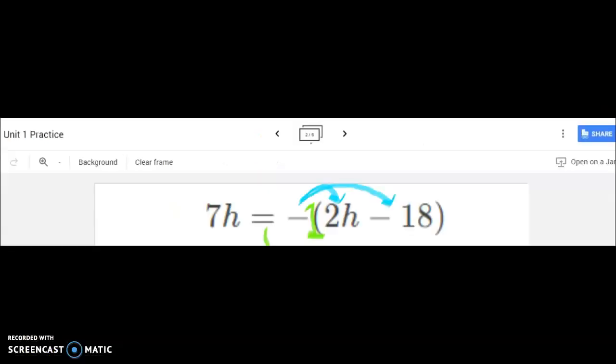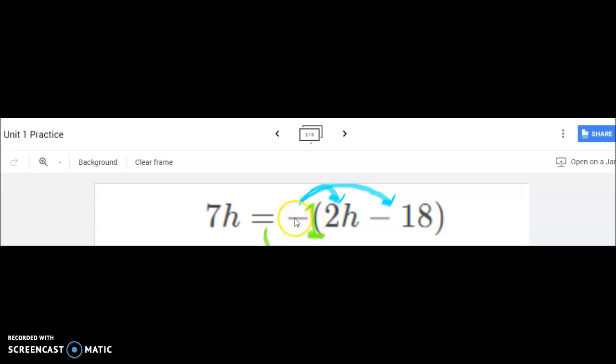So this next thing that I opened was a Jamboard, and I'm going to talk you through the examples that we did in class. The first one is on slide 2, because slide 1 was our warm-up. The first problem was 7h equals negative, and then in parentheses 2h minus 18. I went ahead and drew this 1 for us so that we remembered that when we don't see a number there, there's automatically a 1. That way we know what we're multiplying, and it's not just a floating negative sign.